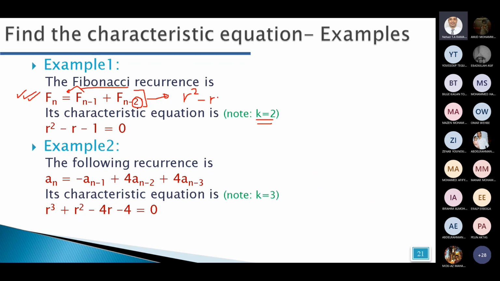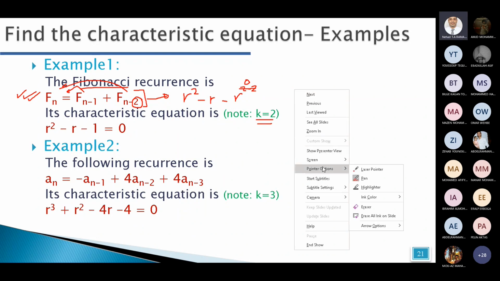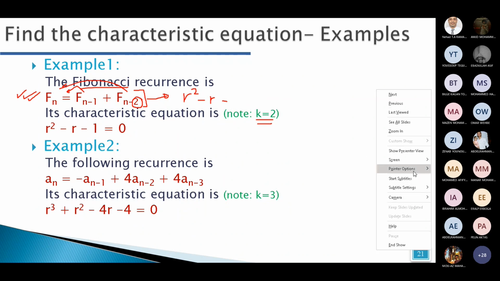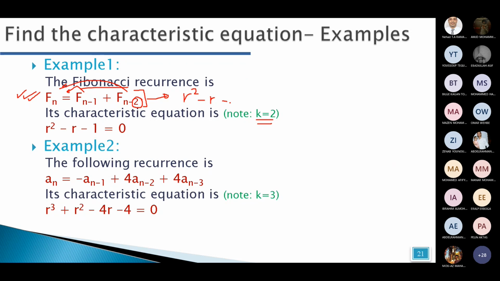After you use it many times, you will see that you can apply it without all this calculation. This one comes there, so it's minus r to the power what? k, which is 2, minus 2. So 2 minus 2 is 0. r^0 is 1. So it's minus 1. So this is the characteristic equation.